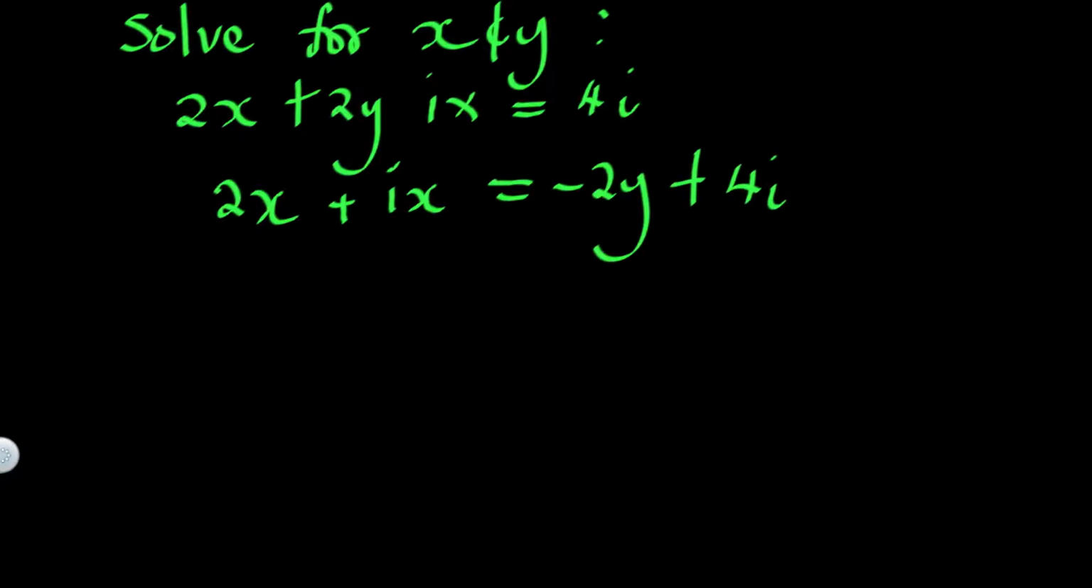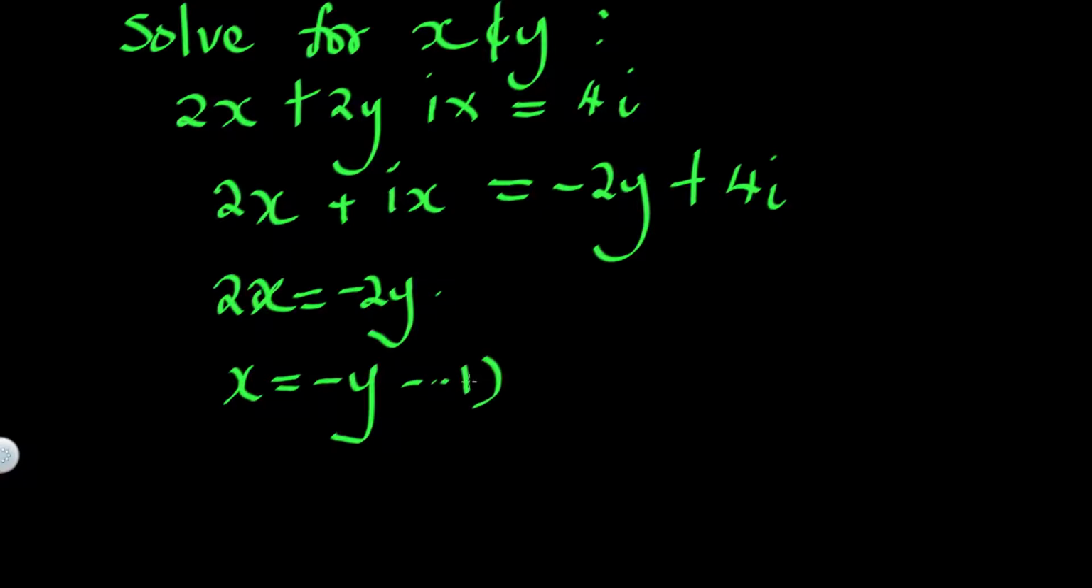Whatever I have here, we said it is equal. What I have on the left hand side is the standard form of a complex number, and on the right hand side I also have a standard form of a complex number. From here it means 2x is equal to minus 2y, which we can reduce to x is equal to minus y. Let us call this equation 1.